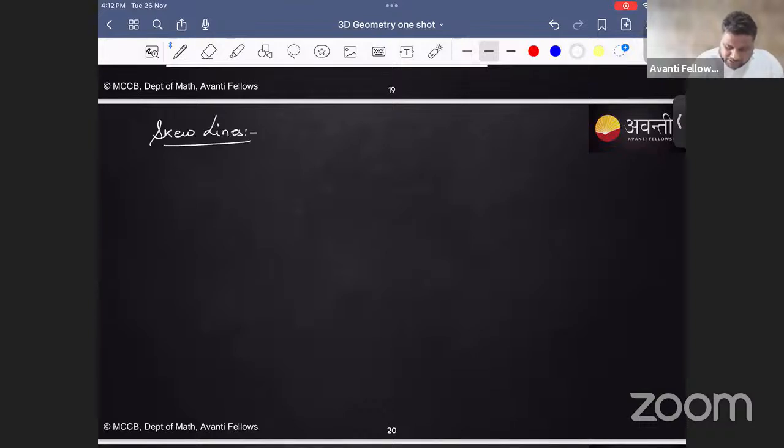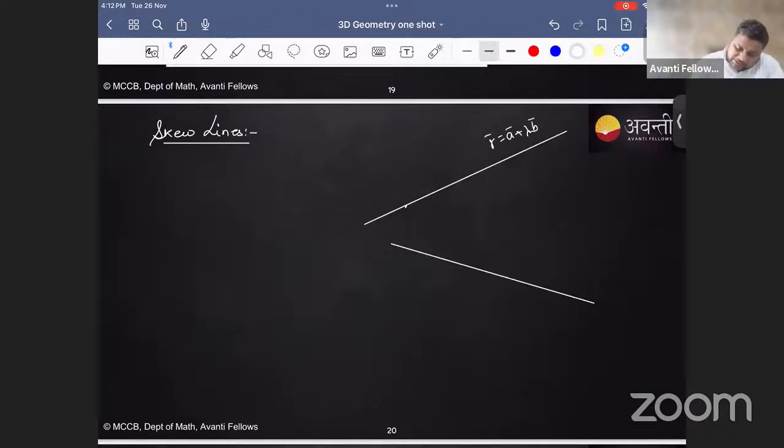So if these are skew lines, like one line is this, the other line is this. Now let us assume this line is r equals a plus lambda vector b. It means the line is passing through point A with position vector a and it is along vector b. This is another line, c plus mu vector d. Let it be passing through point C and along vector d. Now you are trying to find the shortest distance between these lines.